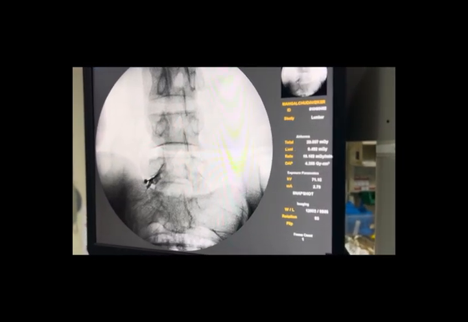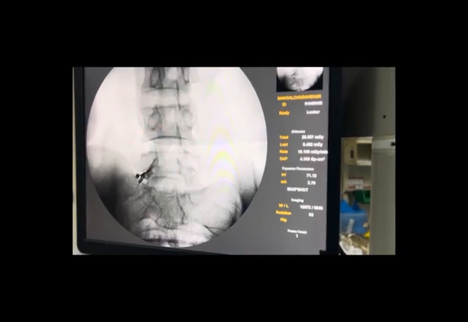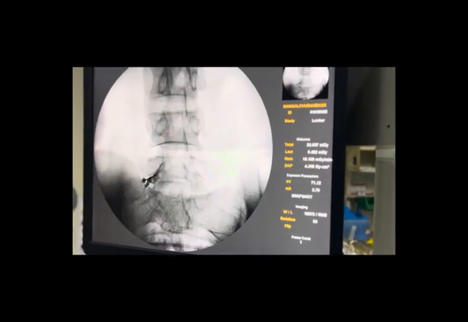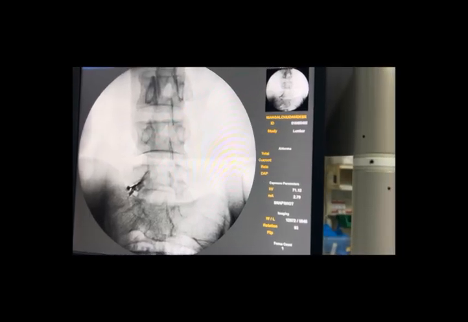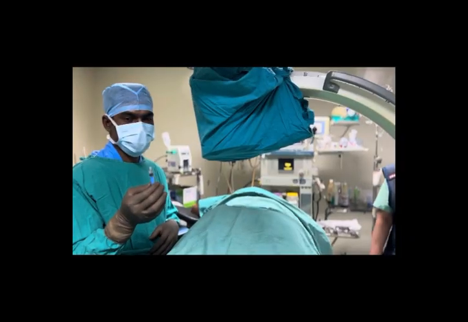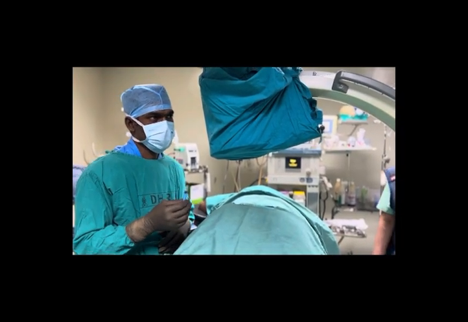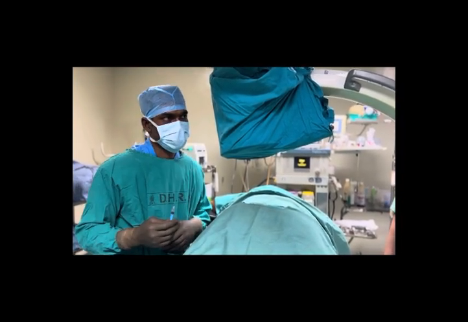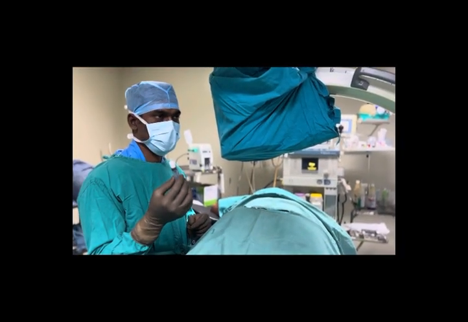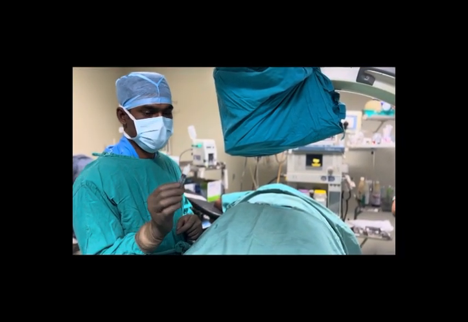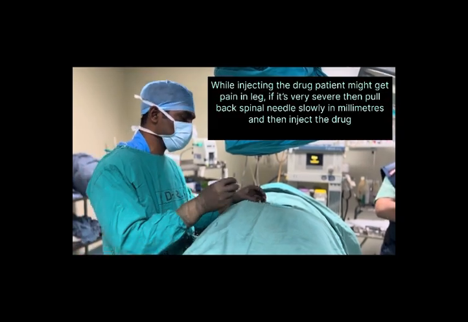That's the spread of our dye along the L5 root, and it is going to traverse towards the disc where the root is compressed. Shoot. Yes. So we have injected around 0.5 to 1 cc dye, which is good enough, and it is already traversing towards the L4-5 disc where the pathology is. That's the mixture of triamcinolone and bupivacaine. Total volume is 2 cc, and we are going to inject it.